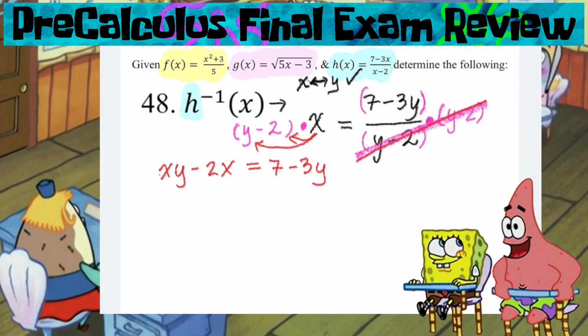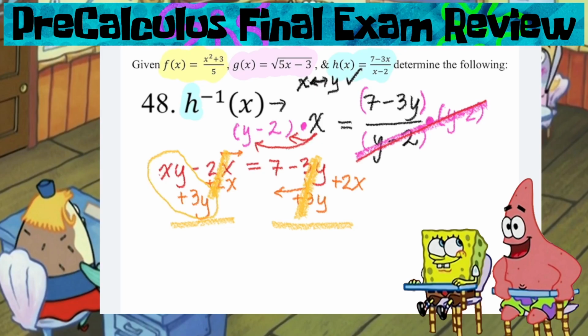Here, I want to get everything with y on one side and everything without a y to the other side. So I'm going to add 3y to both sides. And in this case, because of inverse operations, I'm going to add 2x on both sides. So what is happening? That's gone, and that's gone. What's left is this, plus this.